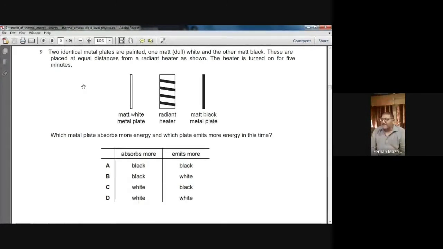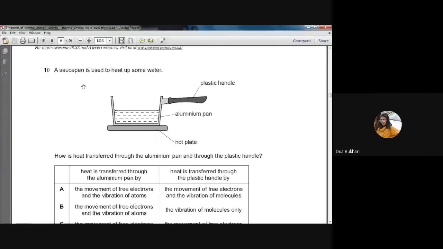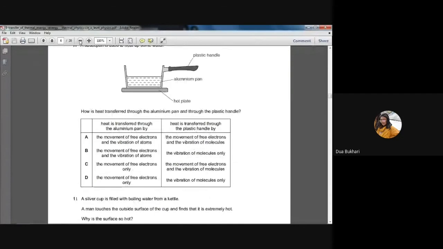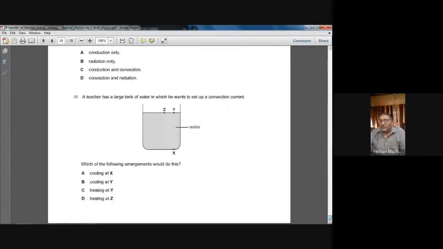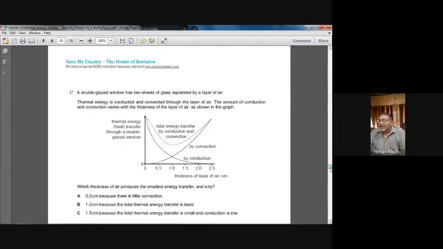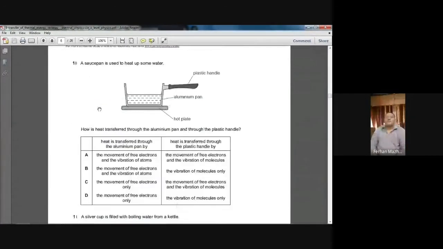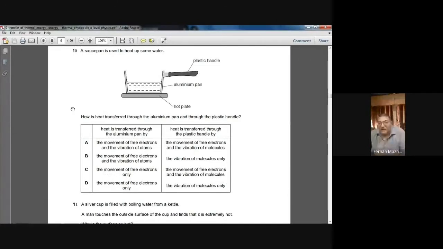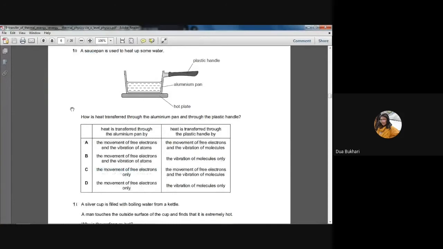Do you understand? Yes, sir. Okay, so let's move to the next one. सर ये टोटल हमने कितने करने हैं? Total. There are, I think, 40 questions in this worksheet. Let me see. There are 35 questions in this worksheet, and this worksheet is about the transfer of heat. Okay. A saucepan is used to heat up some water. Picture. सर तो अभी सारे 35 करने हैं? अगर जिंदगी नहीं तो करेंगे. Okay, sir.